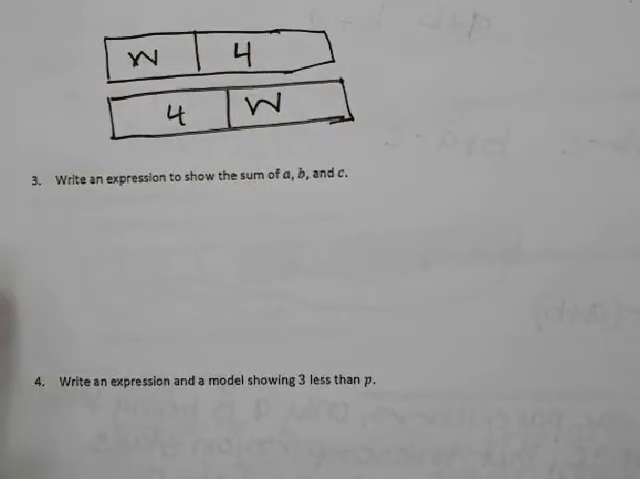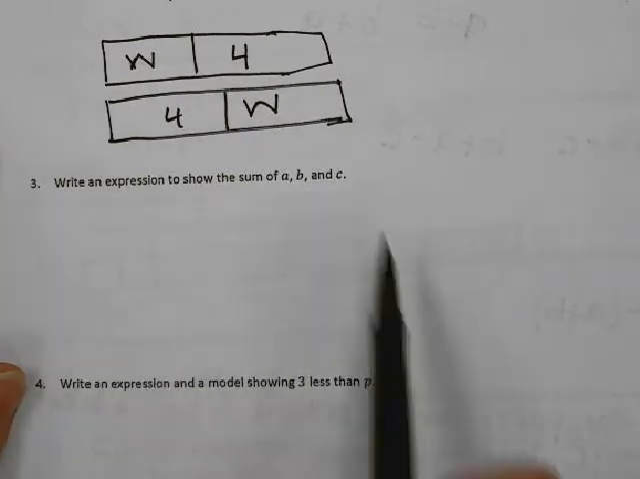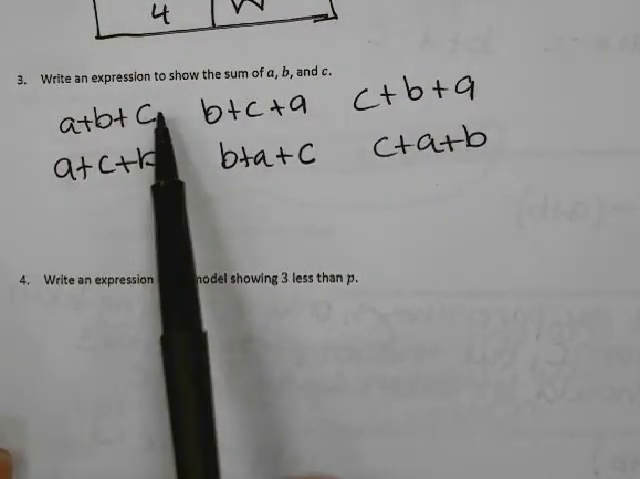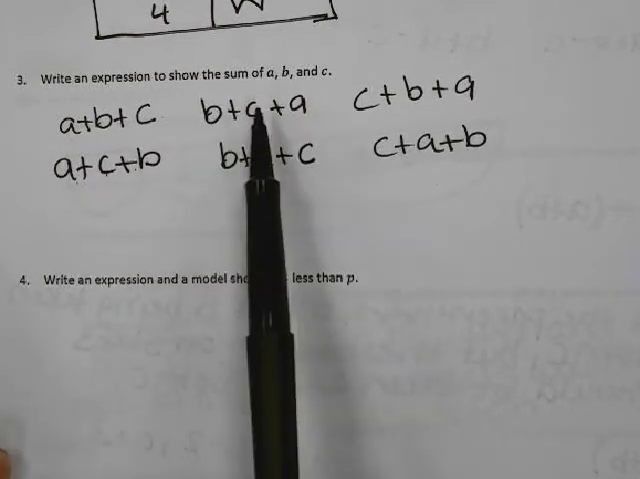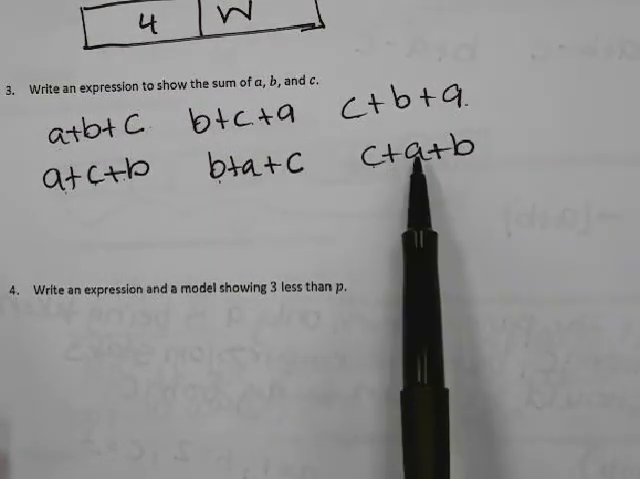Number 3, write an expression to show the sum of a, b, and c. Well, there are going to be several different possibilities for writing an expression to show the sum of a, b, and c, because the commutative property says that we can add them in any order. So I want you to try to write all the ways that you could show the sum of a, b, and c, not the models, the expressions. Pause the video and then come back and check number 3. Okay, you should have had 6 possible ways to write that expression. a plus b plus c, a plus c plus b, b plus c plus a, b plus a plus c, c plus b plus a, and c plus a plus b.